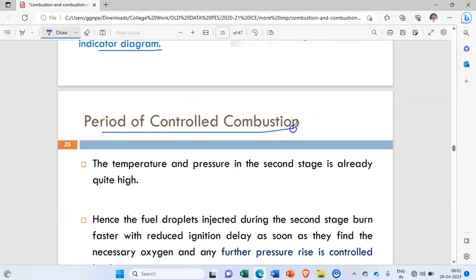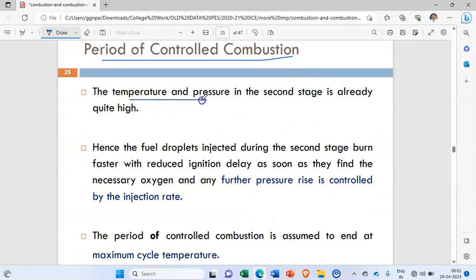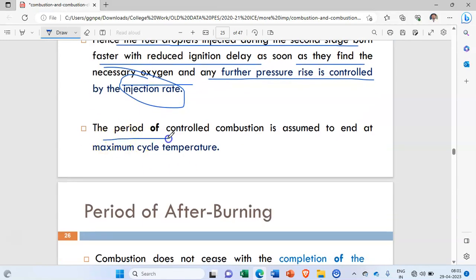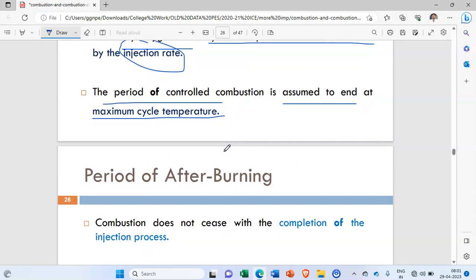Now period of controlled combustion. What is meant by controlled combustion? The temperature and pressure in the second stage is already quite high. Hence, the fuel droplets injected during the second stage burn faster with reduced ignition delay as soon as they find the necessary oxygen, and any further pressure rise is controlled by the injection rate. Okay. The period of controlled combustion is assumed to end at the maximum cycle temperature.